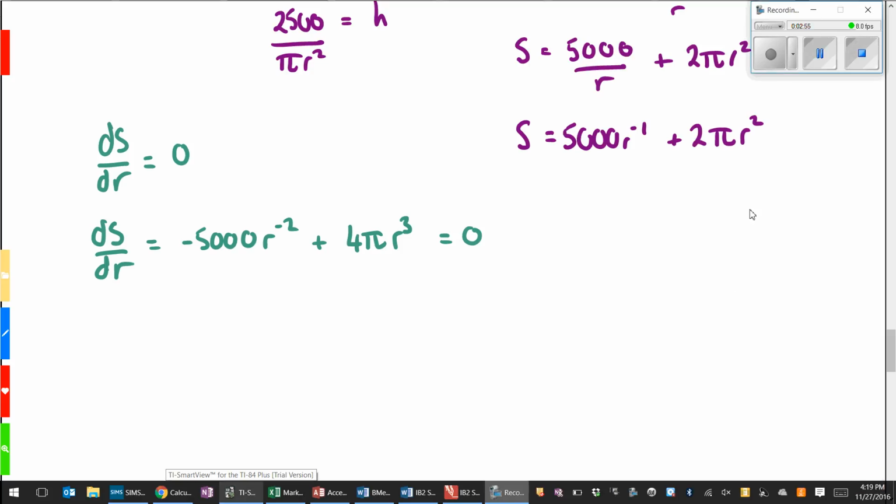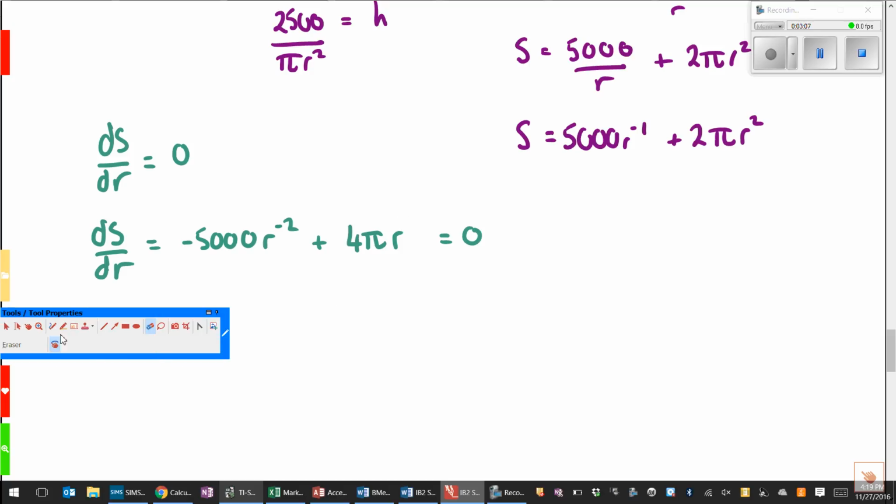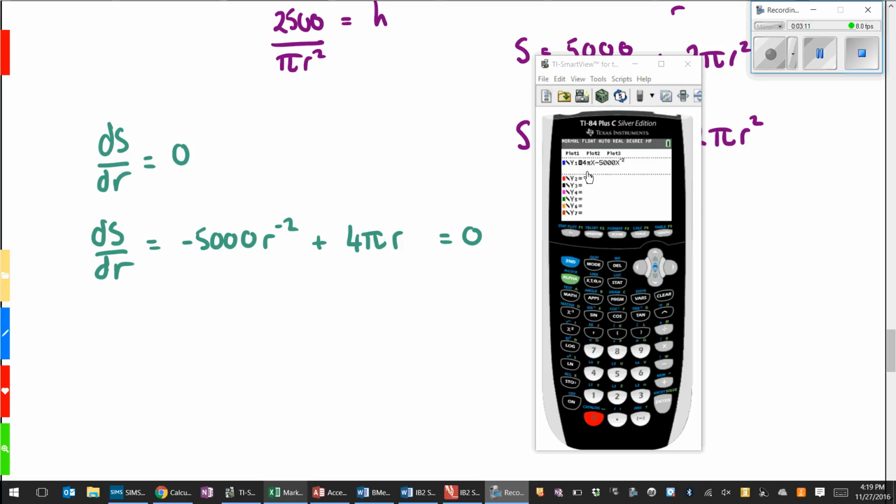But before that, I've realized I've just made a mistake. So this 2 times 2 should be the 4, but that should not be a 3. That should just be 4 pi r. Sorry for the mistake. So I've put my equation in. I've just rearranged it a bit to put the minus 5,000 r to the minus 2, but x's instead of r's, that's all. If I graph that, see what comes up.